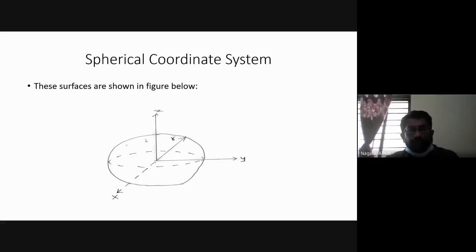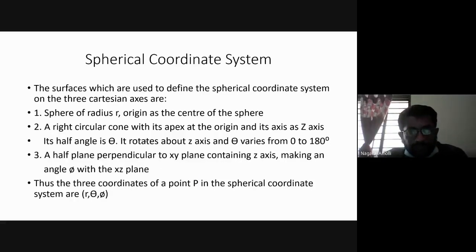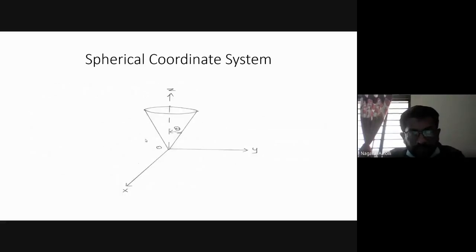That's what it is. A sphere of radius r, with the origin at the center of the sphere. A right circular cone with the apex at the origin and the z axis. Its half angle is theta. This is important here, students. You have to understand this. This is called the half angle. In the right circular cone, the line joining the vertex to the base is making an angle theta with the side surface of the cone, angle theta.